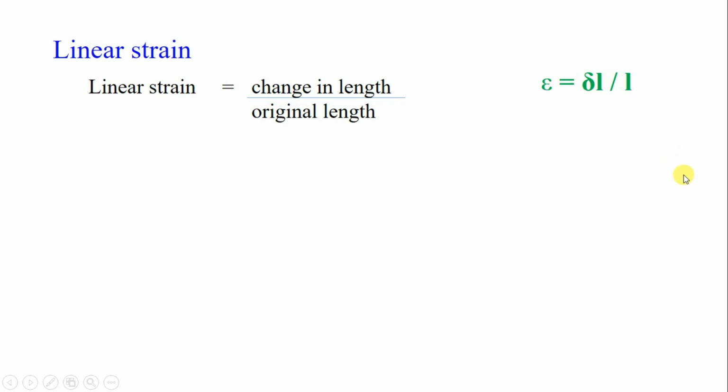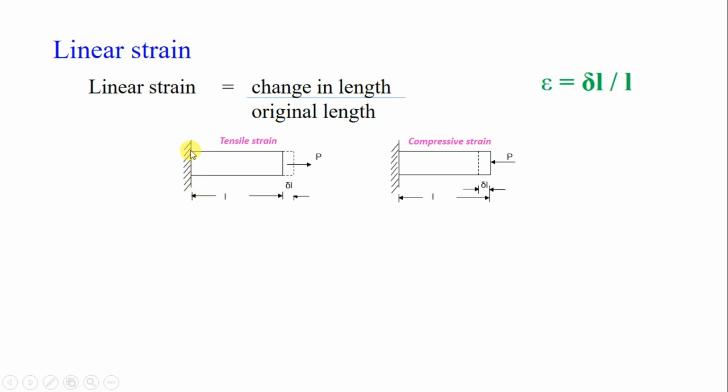Here you can see in the diagram, the first diagram shows a body with length L and a tensile load is acting on that body. So due to this tensile load, the bar gets extended and that particular strain we call it as tensile strain. In the second part, the load is a compressive load and the actual length of the body gets decreased with a delta L. So that particular strain is called compressive strain.